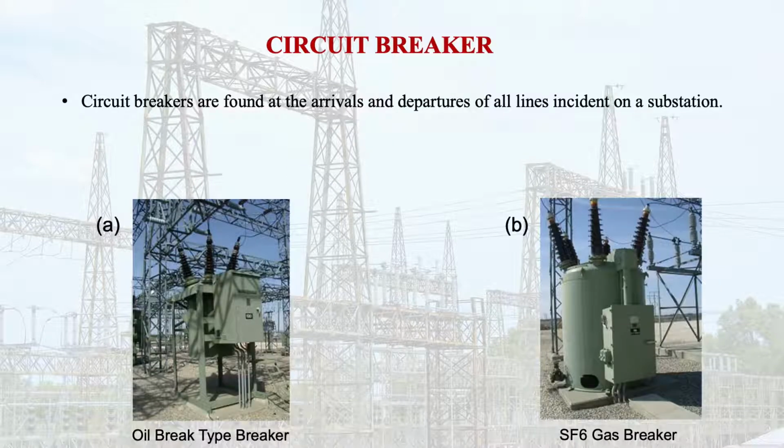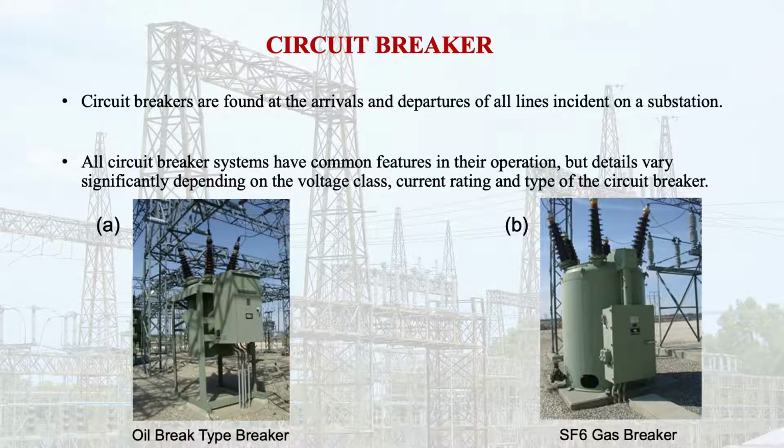Circuit breakers are found at the arrival and departure of all lines incident on a substation. All circuit breaker systems have common features in their operation, but details vary significantly depending on the voltage class, whether low voltage or high voltage, its current rating, and the type of circuit breaker. So you will see that there are different kinds of circuit breaker. Here in the picture you can see the oil break type breaker and the SF6 circuit breaker. I will tell you why we are naming them like this.